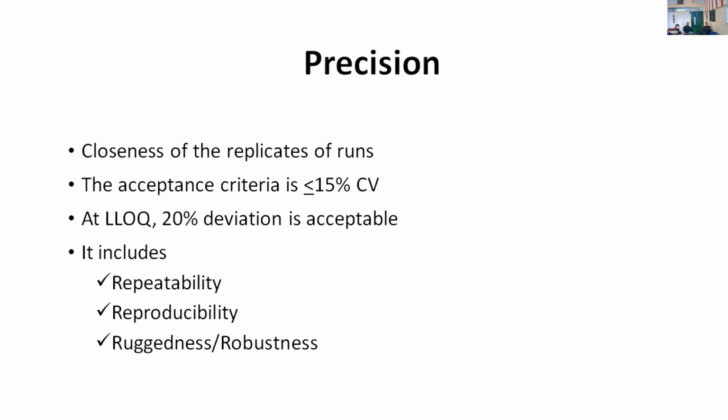Then what is the acceptance criteria for precision? We know that it tells us about the closeness of the replicates of a run. So here we check the coefficient of variation, and it should be less than 15%, and for the LLOQ it should be less than 20%. So what will precision tell us? It will tell us about the repeatability, reproducibility, and the ruggedness of our method, like how accurate our multiple runs are.